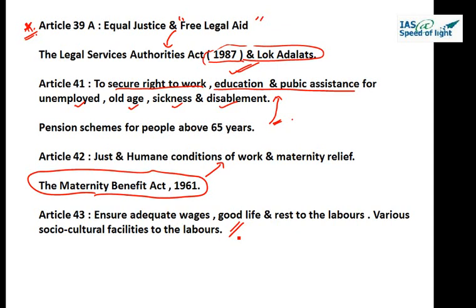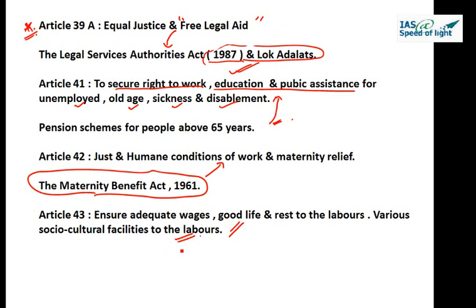Now, since independence, we have seen a number of state-owned factories, industries, and corporations expanding, and more people have been given employment. Certain legislations like the Employees State Insurance Act, Workmen Compensation Act, the Minimum Wages Act, and we have already seen the Equal Remuneration Act in 1976. These have been implemented by the government to give adequate wages, good life, and rest to the laborers to ensure that this directive comes in force.